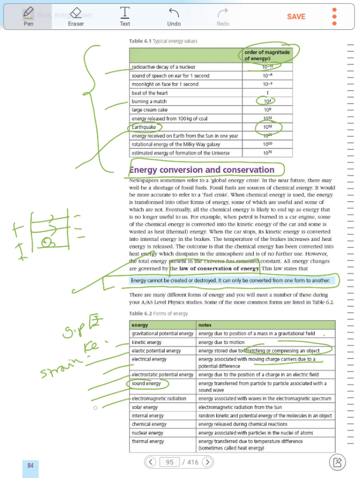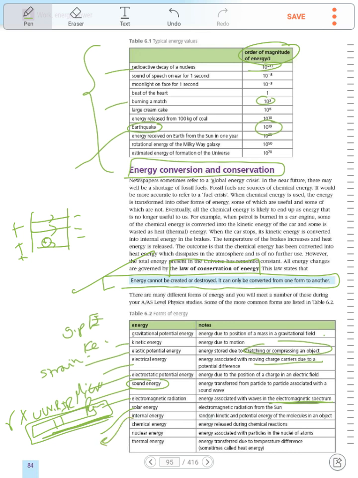Electromagnetic radiation, we have a big family of electromagnetic radiation. Visible region, we have infrared and ultraviolet, we have X-rays and gamma rays, and here we have microwaves and radio waves. All of these are electromagnetic radiation, energy associated with waves in the electromagnetic spectrum. Okay, this is the electromagnetic family or spectrum. Solar energy is the energy from the sun, which is a renewable energy.